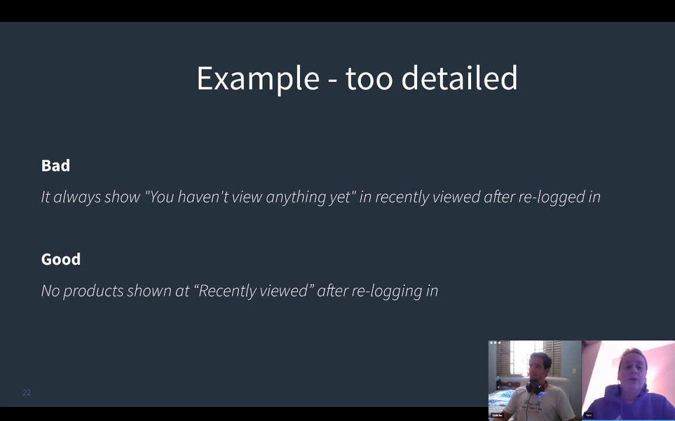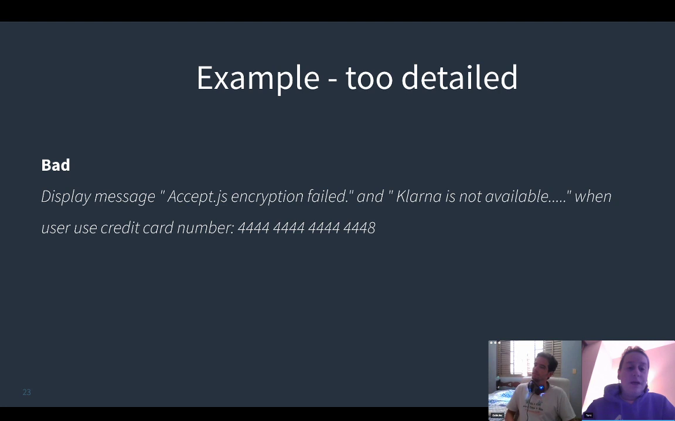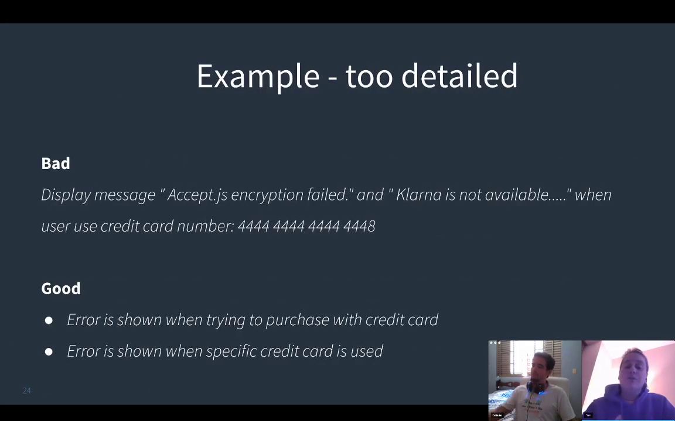And last but not least, one more example of too detailed bug reports. Display message accept JavaScript inscription has failed. Klarna is not available. When user use credit card number 444 and so on. So here we have 2 good options where you can go with. Either you can go with error shown when trying to purchase with credit card, or error is shown when specific credit card is used. Actually, which one of these would be correct depends on the real problem.